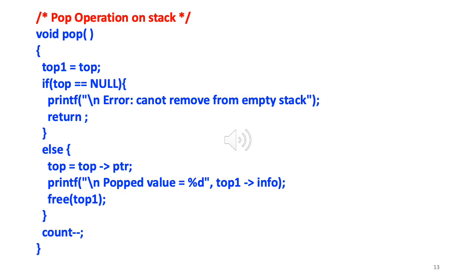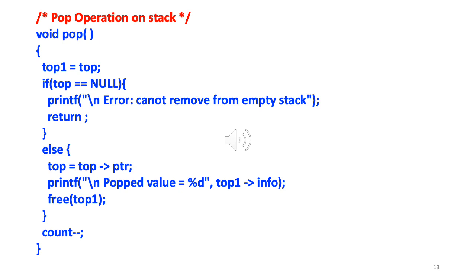Now I'm on slide 13, which shows a pop operation. What we did in pop was remove the top node, and before that change top to point to the next node. So top one is equal to top. If top is null, error: cannot remove from empty stack. This is error checking. Else top is top arrow PTR. If you're going to be deleting the current top, the value of top will change. Now change it to the next node.